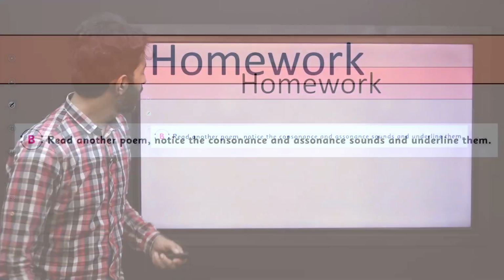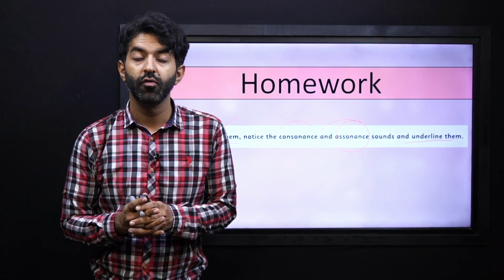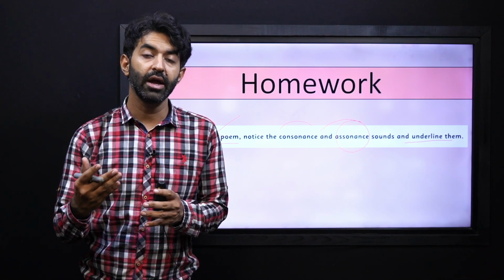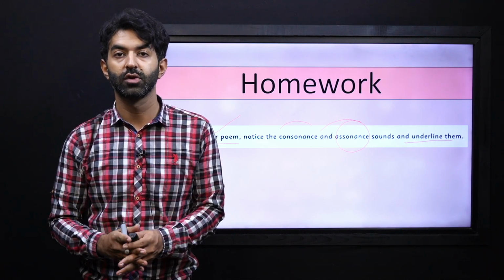For the homework, all you have to do is read another poem, any other poem, and notice consonant and assonance sounds and underline them. You can look for poems in your book, in the 8th grade book, or in the previous grades. Just find a poem and do this homework.